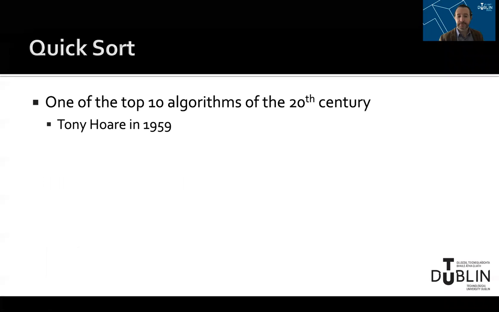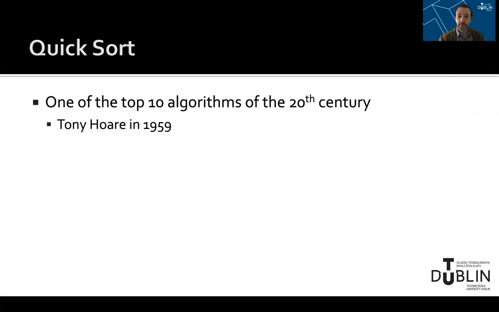So quicksort. Quicksort is considered one of the most important algorithms of the 20th century. It was created by Tony Hoare in 1959. Why is it so good? Why is it so important? We've talked about this before. Sorting is really what search engines are doing. A lot of the work is sorting things into lists.